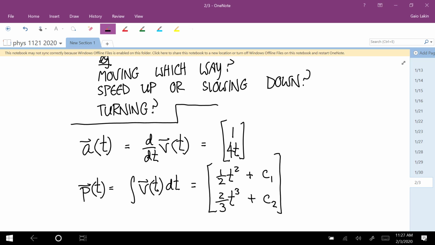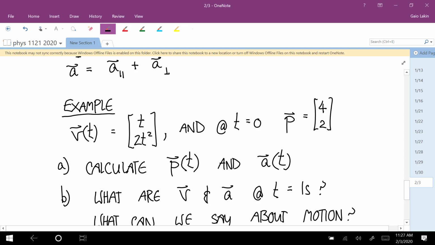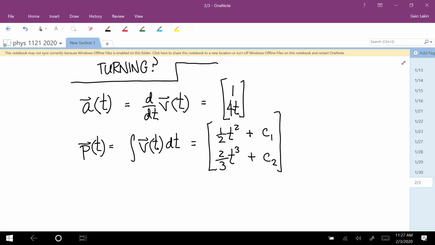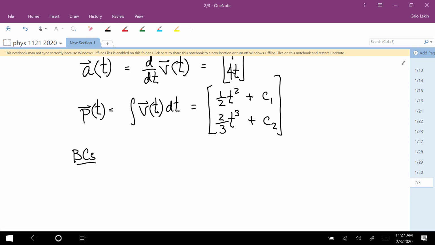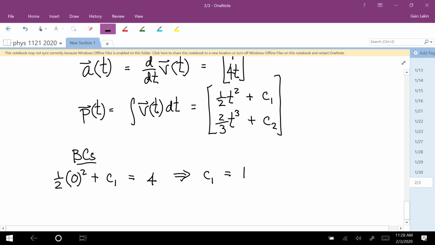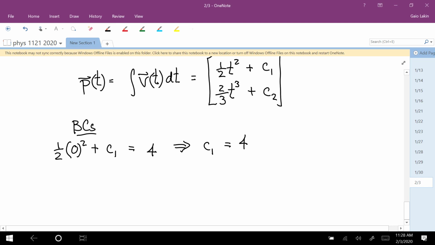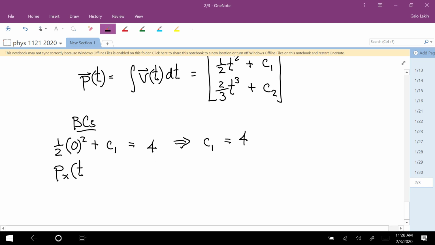But we're not done yet because of these constants of integration. So now we have to use the boundary conditions that are given to figure out what those constants are. We're given that when time is equal to zero, the x component of the position is 4. So 1/2 times 0 squared plus C1 is equal to 4. In other words, C1 is equal to 4. So the x component of the position as a function of time is 1/2 t squared plus 4. Any questions about that?